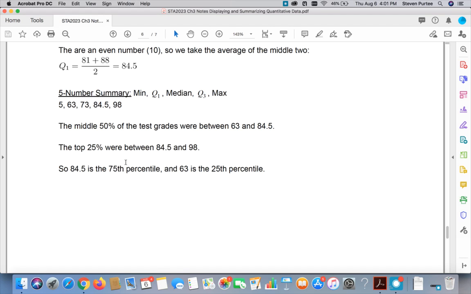Everybody, of course, has taken standardized tests before. You should know what that word percentile means. If you're in the 90th percentile, that means you did better than 90% of other people. So this guy right here, Q3, is the 75th percentile because that's higher than 75% of the test scores. 63 was the 25th percentile. 73 was the 50th percentile.